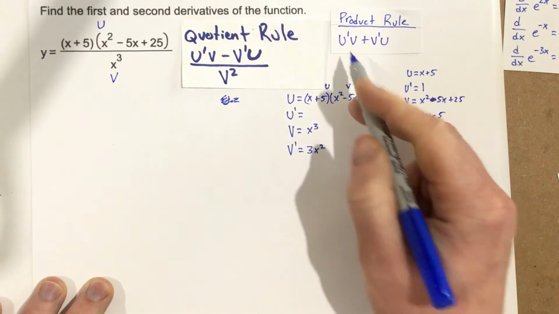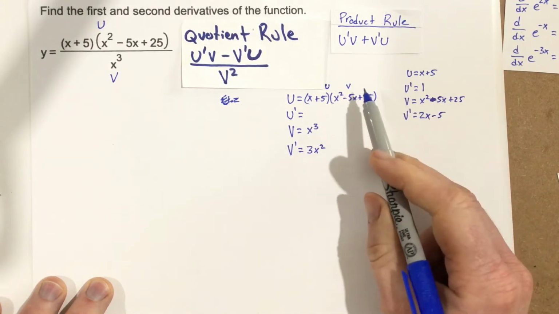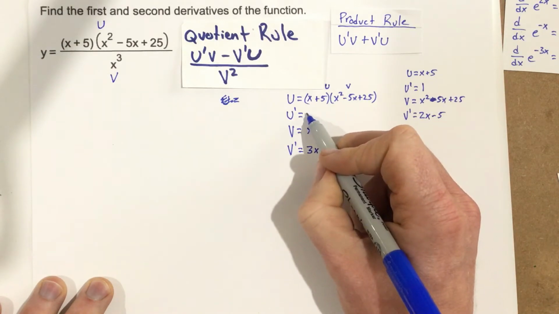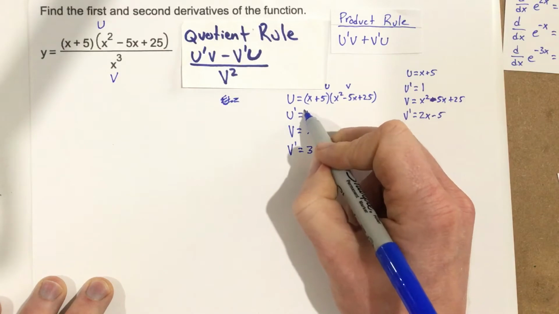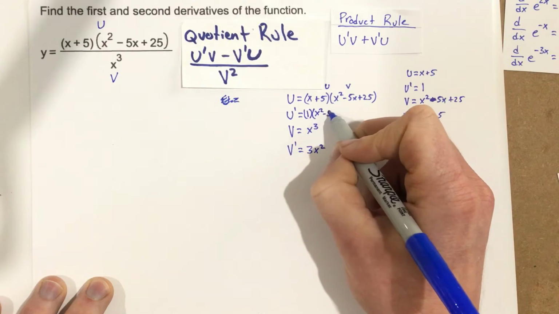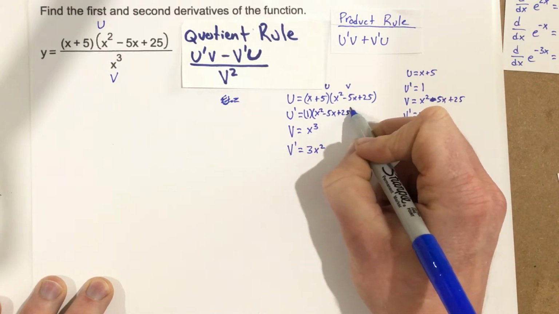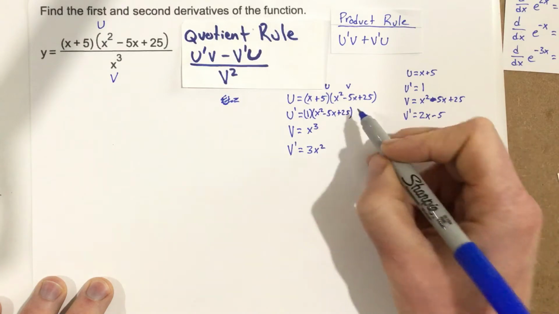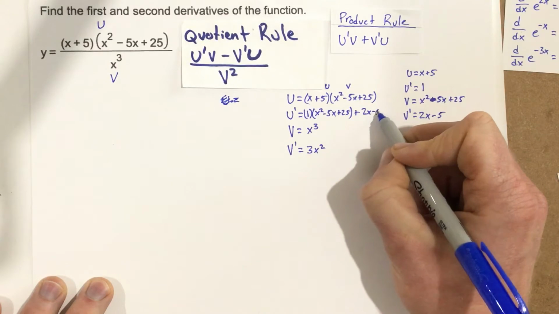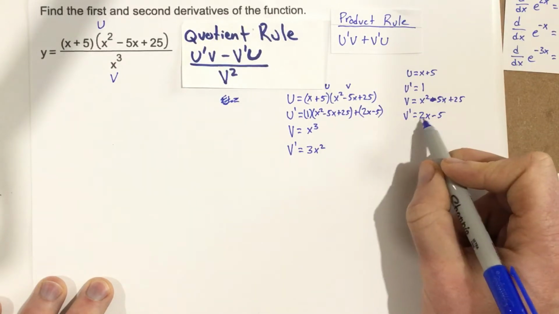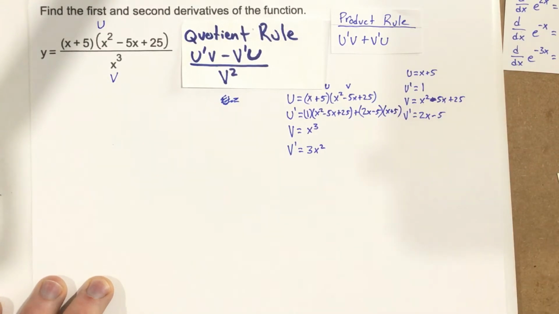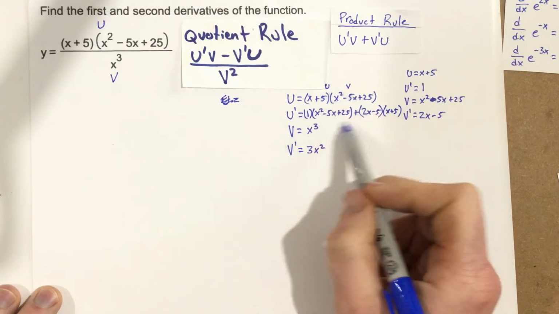Okay, so now I'm going to use the product rule right here. u prime times v, so u prime, which is 1, times v, which is x squared minus 5x plus 25, and I'm going to add that with v prime, which is 2x minus 5, times u, which is x plus 5. Okay, now we have this set up over here.